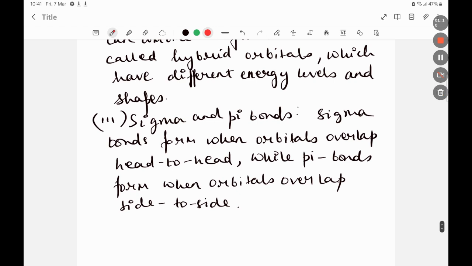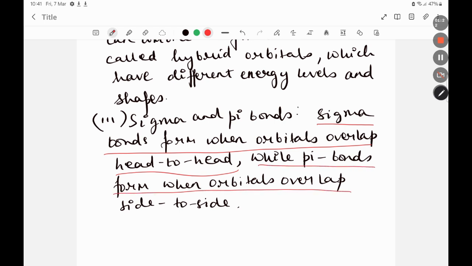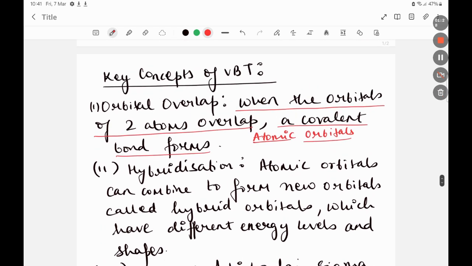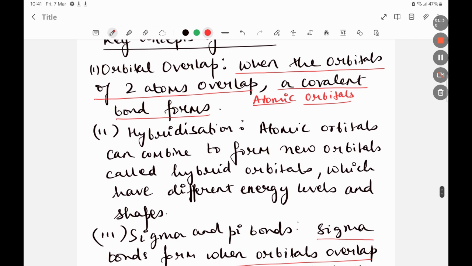And now let us go to the third point, which tells us about the formation of the sigma and pi bonds. So sigma bonds form when orbitals overlap head to head, while pi bonds form when orbitals overlap side to side. So these are the key points which VBT or valence bond theory told us. But now we'll be studying hybridization in this video.